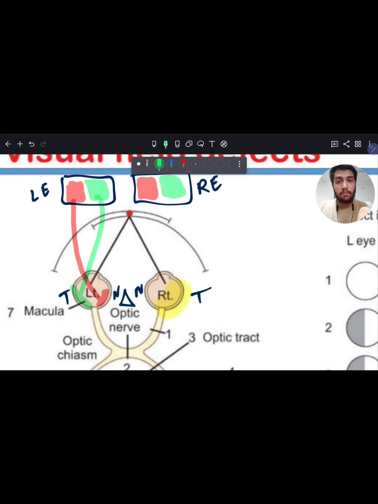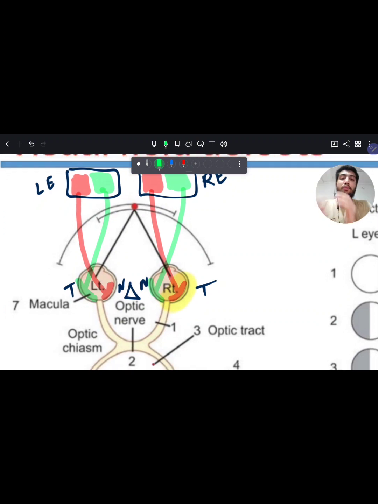Same with the right eye too. Let's see. The nasal side is going to project itself on the temporal side. The temporal side of the right eye is going to project itself on the nasal side of the right eye. All right. So from here on, it is going to be the responsibility of the optic nerve to take the information and give it to the brain.